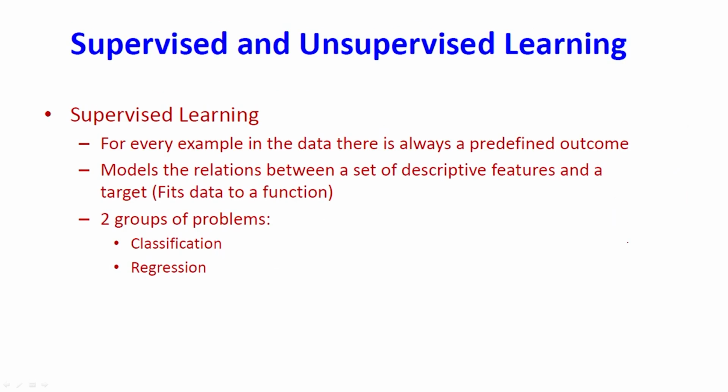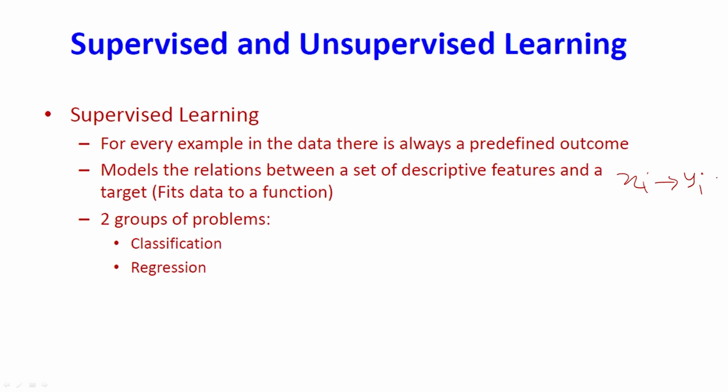So, let us talk a little bit more. For supervised learning, for every example in the data, there is always a predefined outcome. For every xi, there is a yi. Only in that case can you use supervised learning, otherwise you cannot. And I told you yi is called the label. Now, the model finds the relationship between a set of descriptive features, the set of xi's, and a target yi. Finally, it finds the relation between x and y.